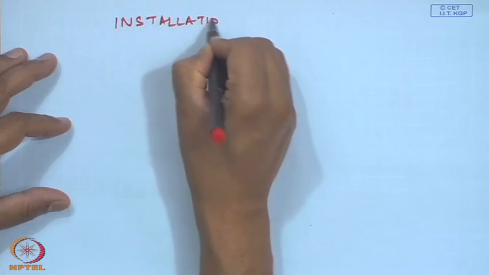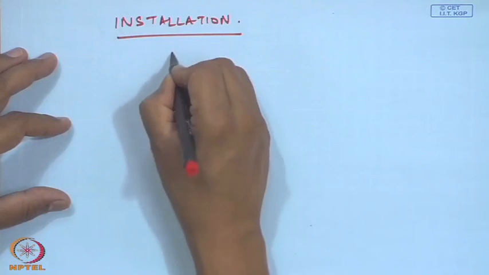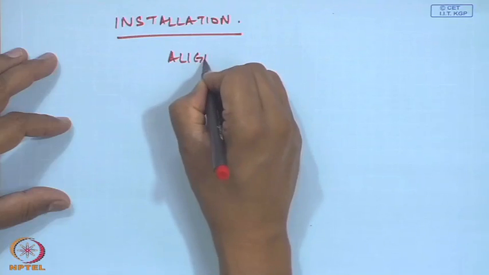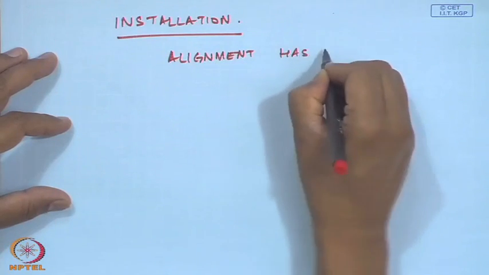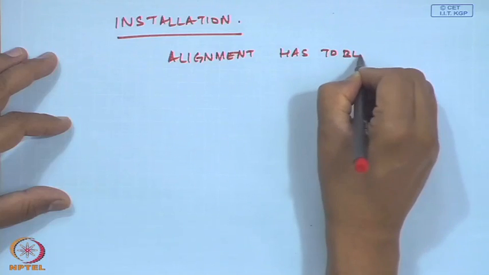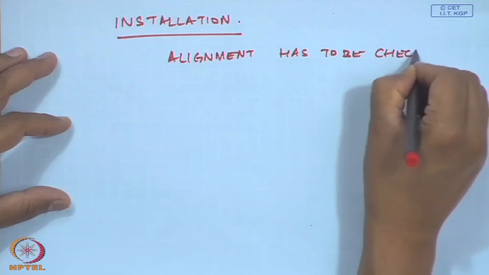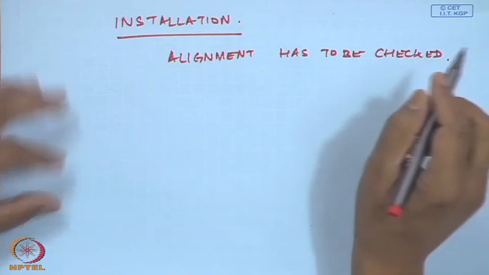Now, even before this, this happens later on when you are running the system, but when you are installing the system, during installation, alignment has to be checked. And that is very, very important.